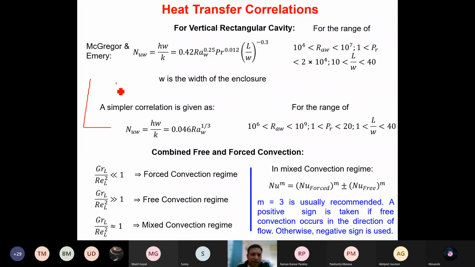In this case, let's say this is 100 degrees Celsius and this is 200 degrees Celsius.